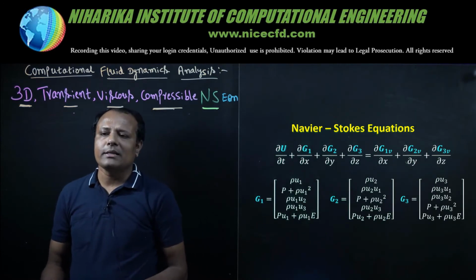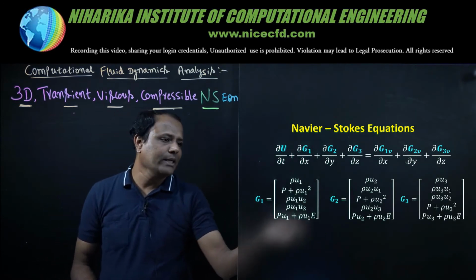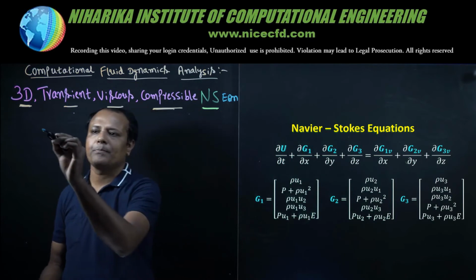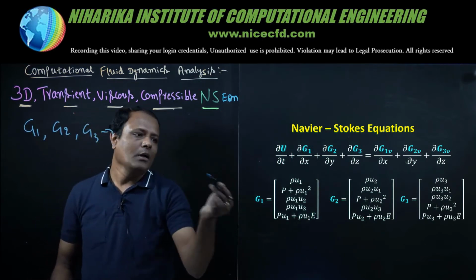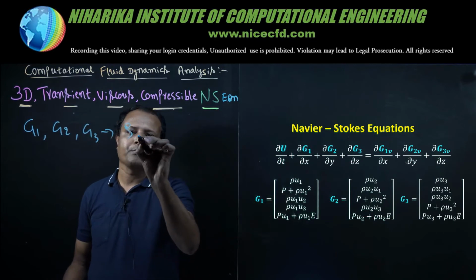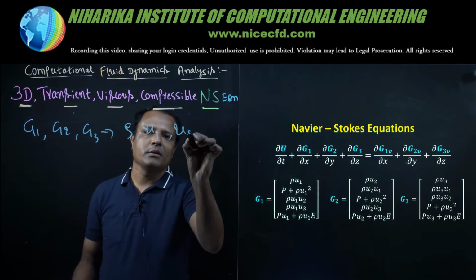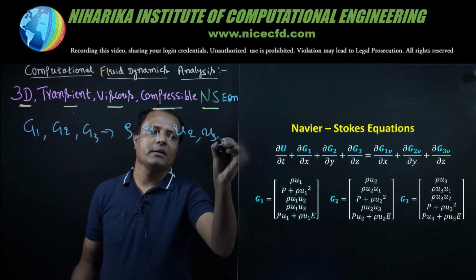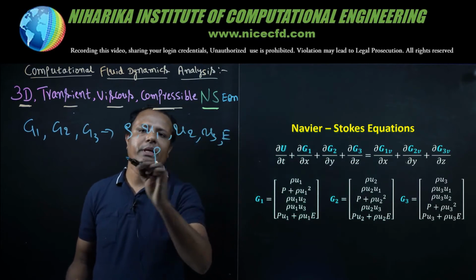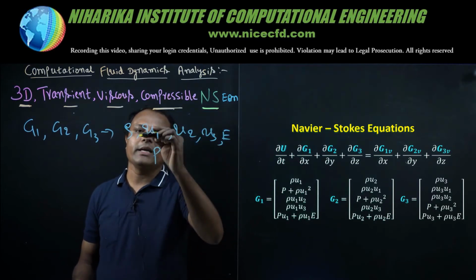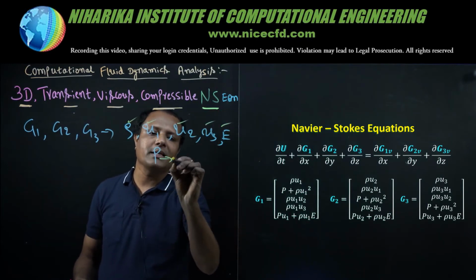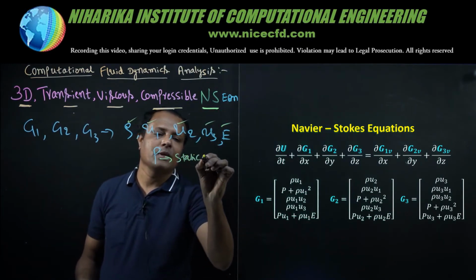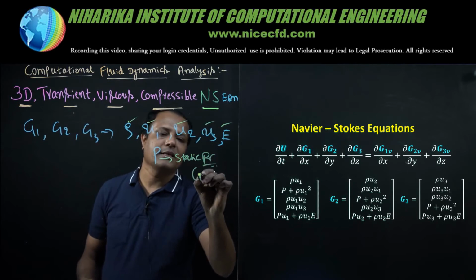Now, what are the terms that are present in G1, G2, G3? Rho, U1, U2, U3, energy E and P, pressure. We already understood rho, U1, U2, U3, E. Now P is static pressure. Its unit is Pascal.